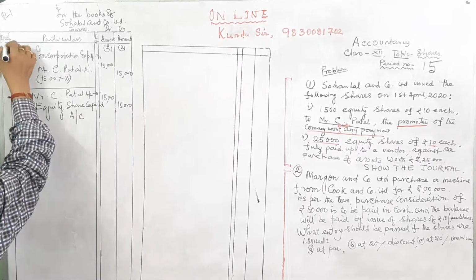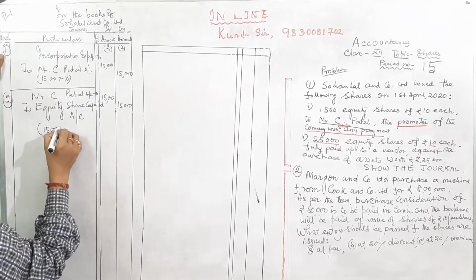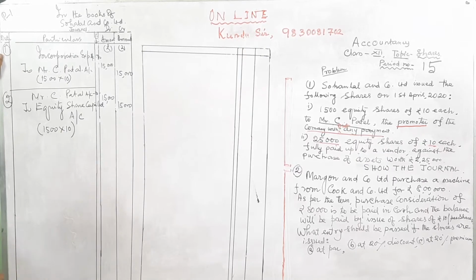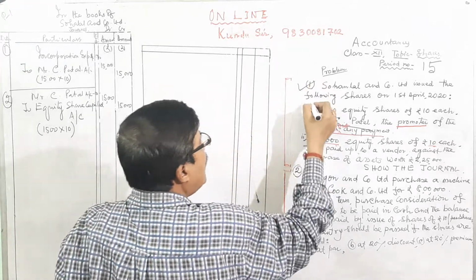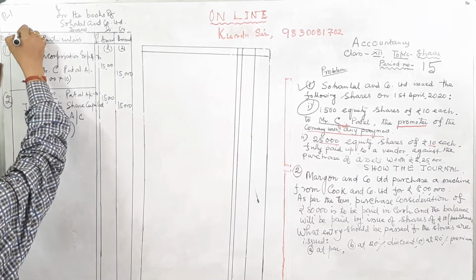That is the first entry, and this is the second entry. 1,500 shares at the rate of rupees 10 per share face value given to Mr. C. Patil as a reward for incorporation. So incorporation expenses account debit to Mr. C. Patil account, and thereafter in the second entry, Mr. C. Patil account debit to equity share capital account. That means question 1 part Roman 1 is over.